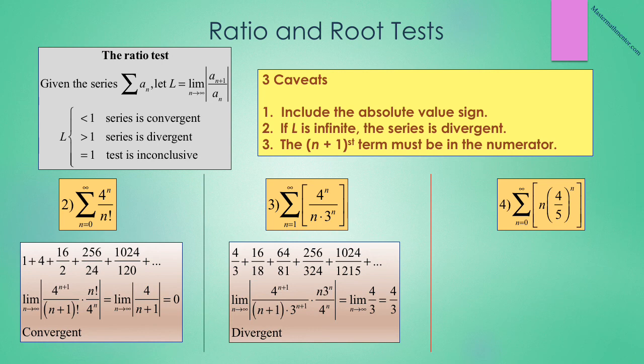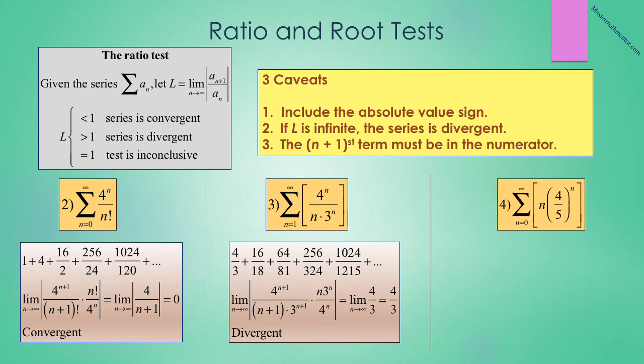But again, we can bypass that by simply using the ratio test and look at the limit as n approaches infinity of 4 to the n plus 1 over n plus 1 times 3 to the n plus 1 times n 3 to the n over 4 to the n. We will deal with several things here.